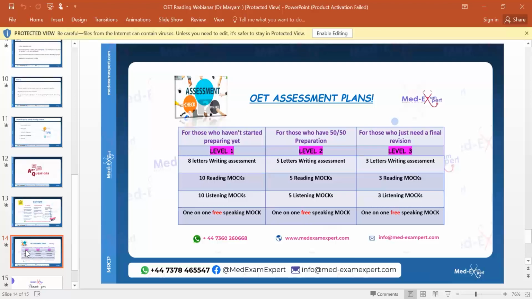Then we have level 2 for those who have 50-50 preparation, who think that they are good in 2 or 3 subtests, or one subtest is lacking. This will help them in full preparation with 5 letter assessments, 5 reading mocks, 5 listening mocks, and 1 free speaking mock. And then there is level 3 for those who just need a final revision, who are in their revision phase. For them, there are 3 letter writing assessments, 3 reading mocks, 3 listening mocks, and along with them, 1 free speaking mock. So you can take that assessment plan also.